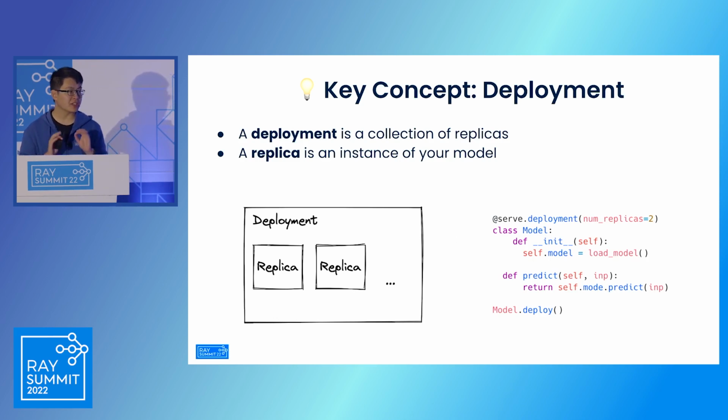A deployment essentially is a collection of what we call replicas, where each replica is a process instantiation of your model. And if you know Ray, each replica is also a Ray actor that can communicate with each other. So as you can see right here, we're instantiating a model class decorated with serve.deployment, turning the model into a Serve deployment, which can now be scaled into different numbers of replicas.